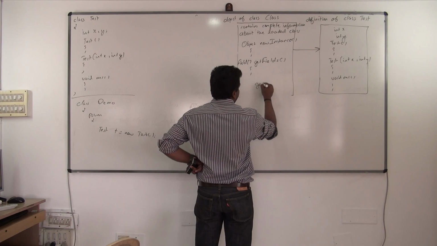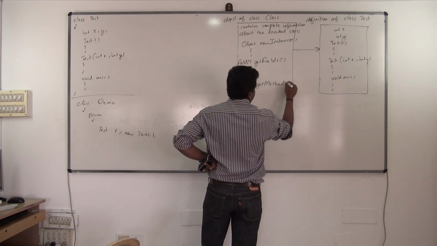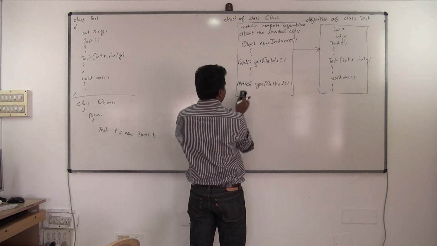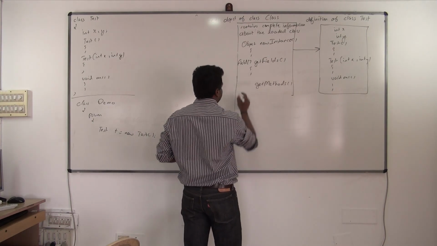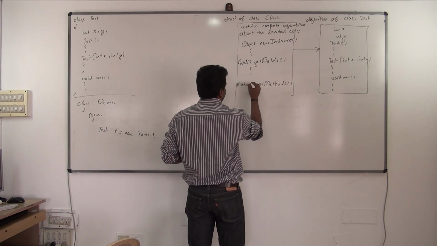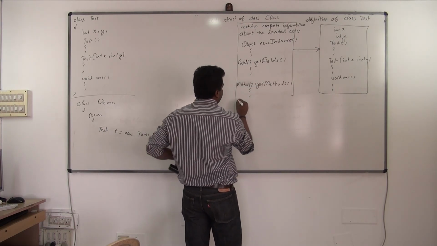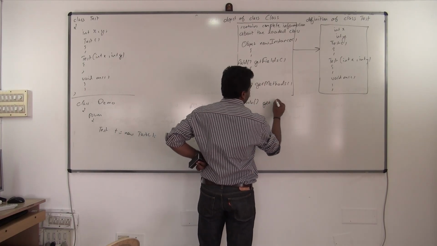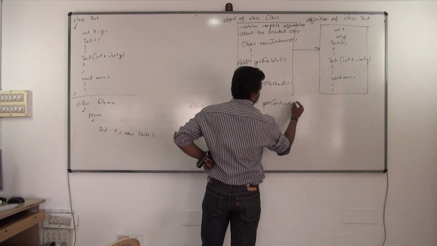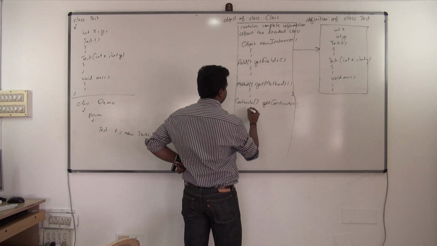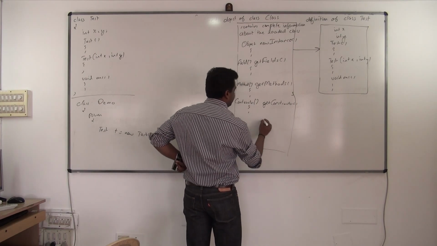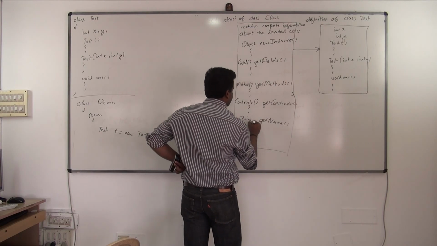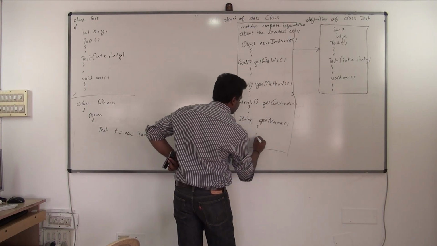getFields. Then what? getMethods. The return type of this is what? Array of Method. Then you got getConstructors. The return type of this is array of Constructor. Like this plenty of methods are there. Then you got getName. The return type of this is String. Then you got again getSimpleName.